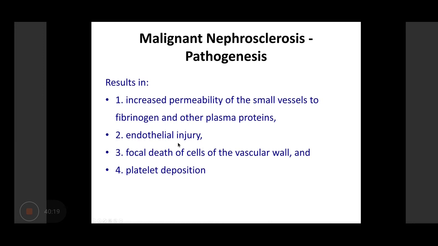As a result of the sudden shooting up of the blood pressure, the small blood vessels are obviously damaged. Because of the damage to the endothelial cells, there is increased permeability of the small vessels to fibrinogen and other plasma proteins. Endothelial damage occurs, focal death of the cells of the vascular wall happens, and fibrin deposition.